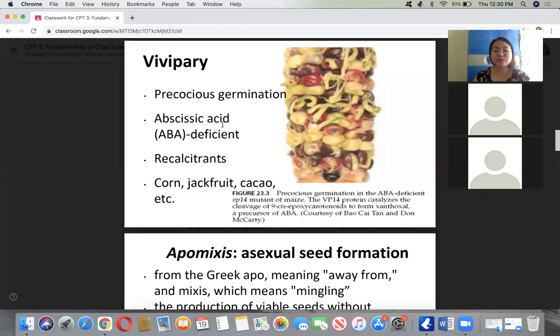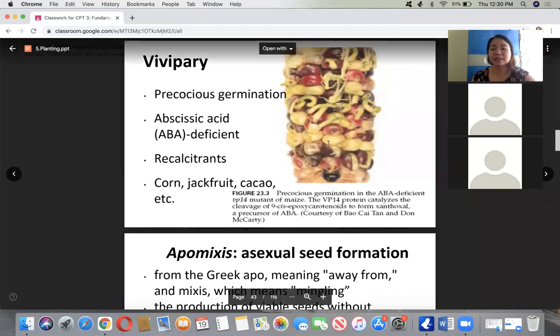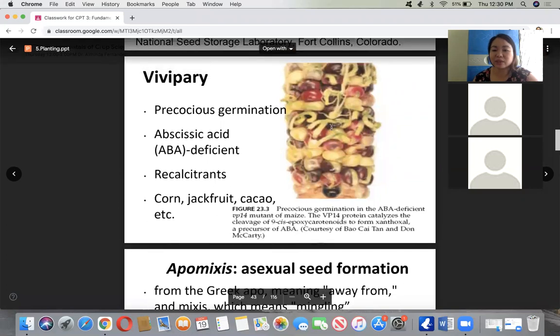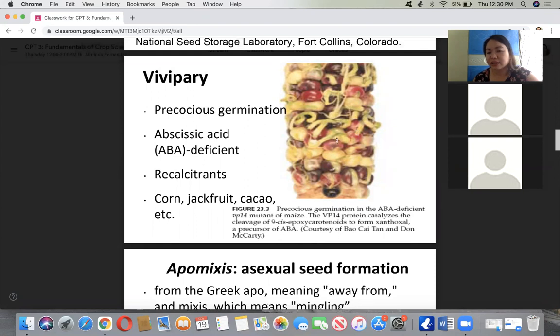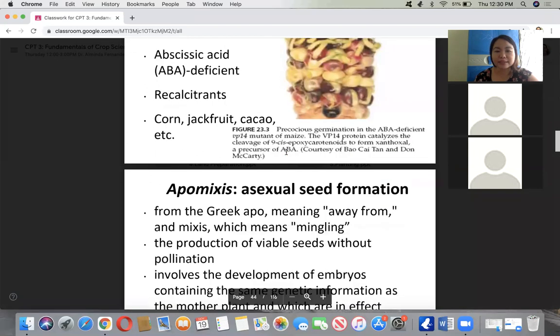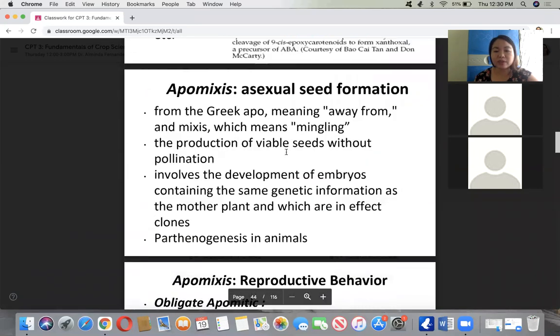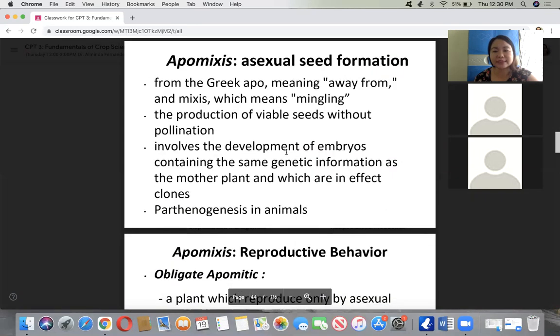And when it's deficient in abscisic acid, so wala nang antagonist ang gibberellic acid, so excited na siya nga mag-germinate. So this is in the case of the corn. So wala siyang ABA. So ang GA niya mag-enhance na og germination even na naa pa siya sa sulod sa fruit, no? So that's vivipary.